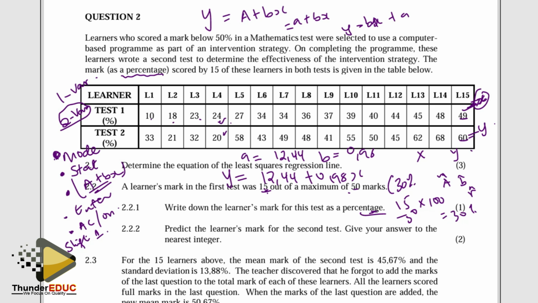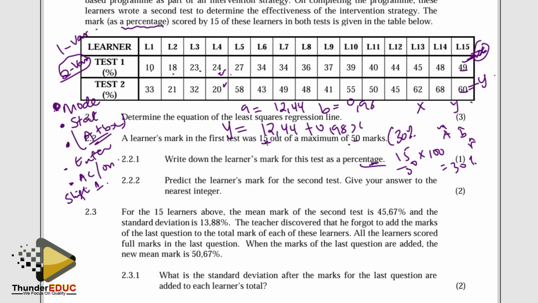Then predict the learner's mark for the second test. Remember, the first test was our x. We can only do the prediction using the regression line. So we're going to say y is equal to 12,44 plus 0,98 times, let me use 30 to give me the full percentage. That is 41,8 something, which is approximately 42%. So this is what we expect the learner to obtain.